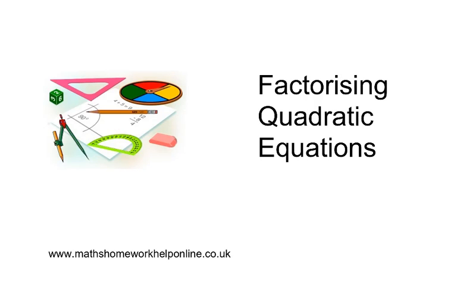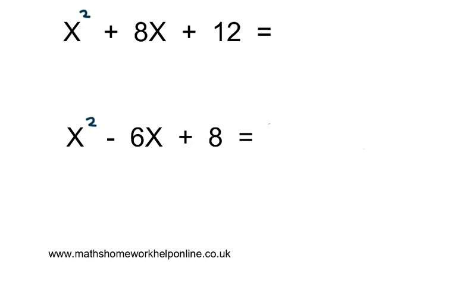In this video we're going to look at how to factorise quadratic equations. So factorising means put into brackets, and if you're factorising a quadratic equation it means that you're going to have to put it into double brackets, like this. So first of all, looking at the x squared term, that means that the first term in both brackets is going to be just x.